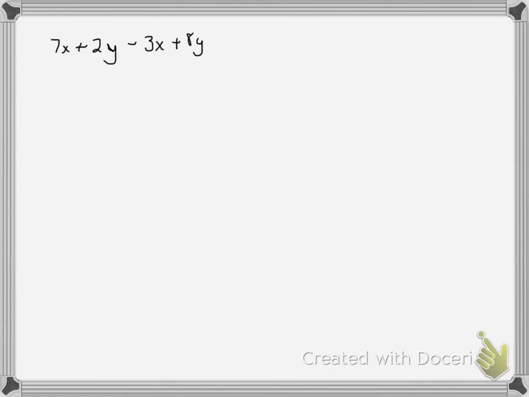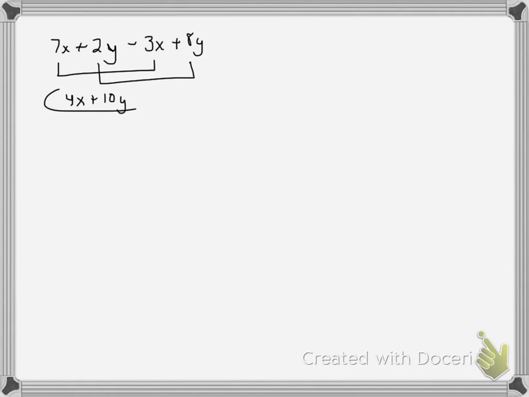Now recall that when we are combining like terms, we will only add together the ones that have the same variables to the same exponents. So those combine and those combine. 7x minus 3x leaves me with 4x, and 2y plus 8y leaves me with 10y.